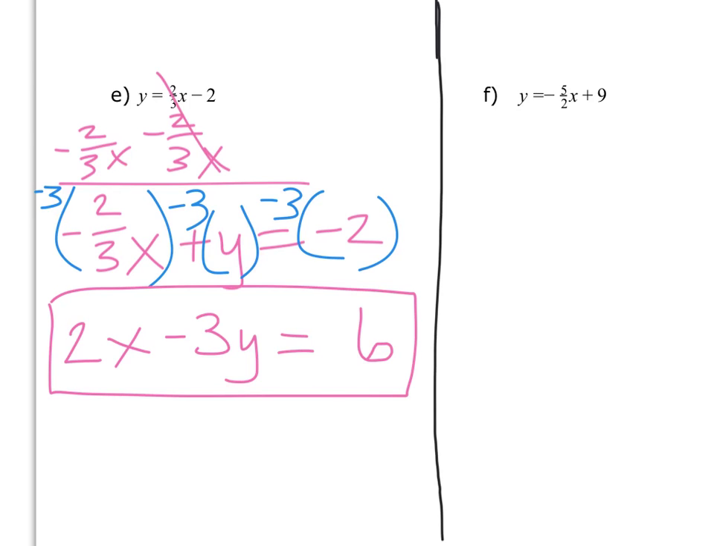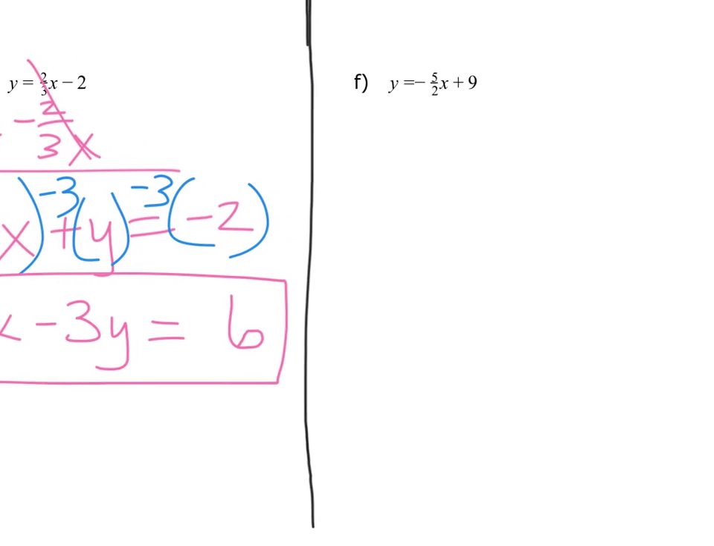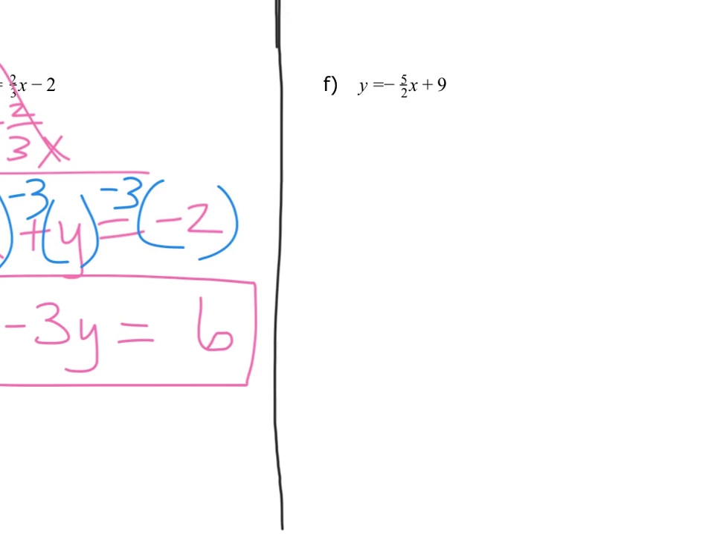I'm seeing lots of really good right answers. But I see a couple of people are stuck, lost, or asleep. All right, let's wake it up and do F. So F says y equals negative 5 halves x plus 9.